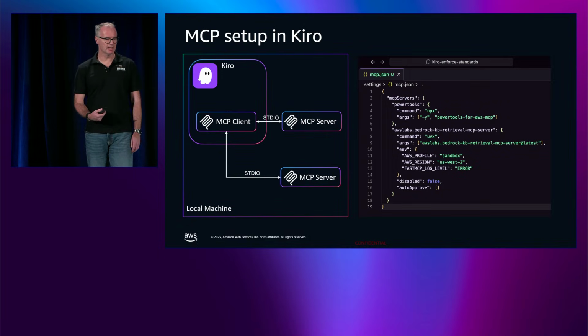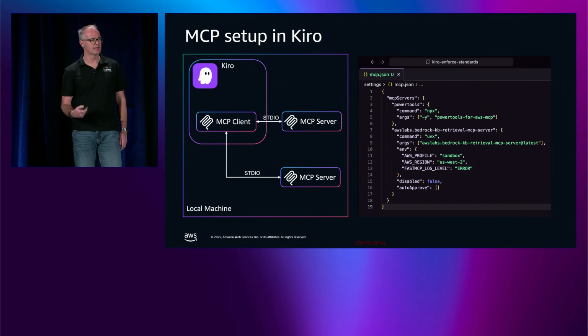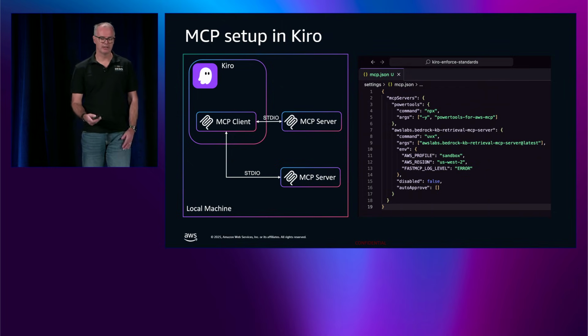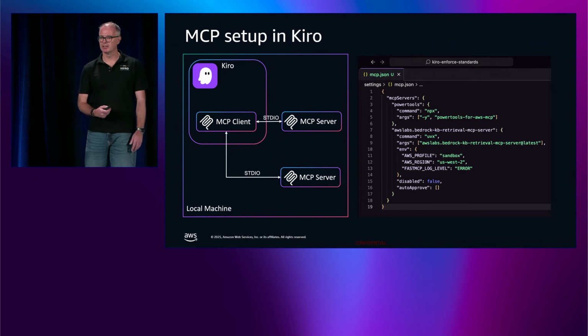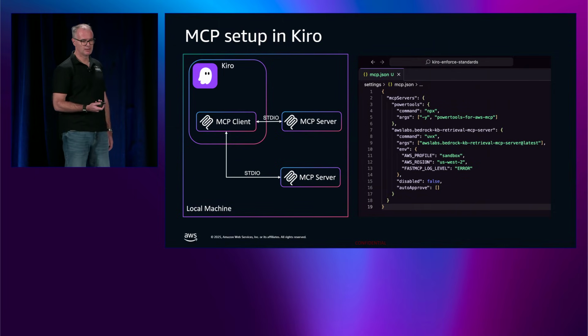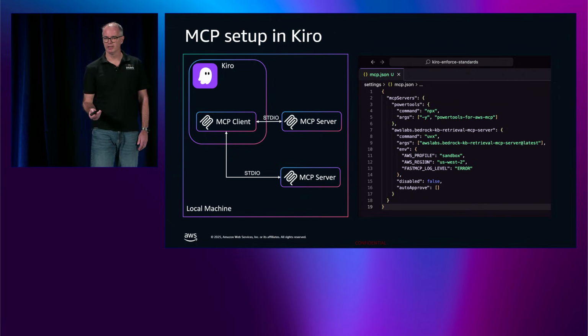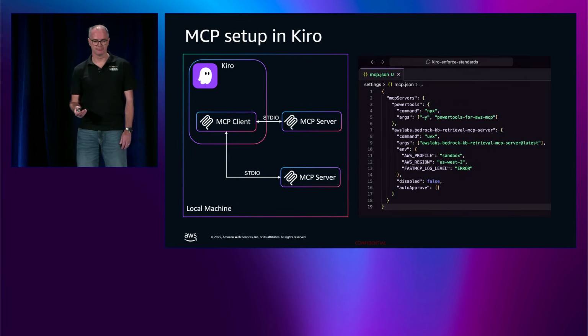So for the MCP setup in Kiro, it uses an MCP JSON file, which is probably now becoming more of a de facto standard in terms of how you provide MCP capability to coding assistants and agents. So we define two MCPs here, one for Lambda Powertools and one that actually maps to a knowledge base on Bedrock.